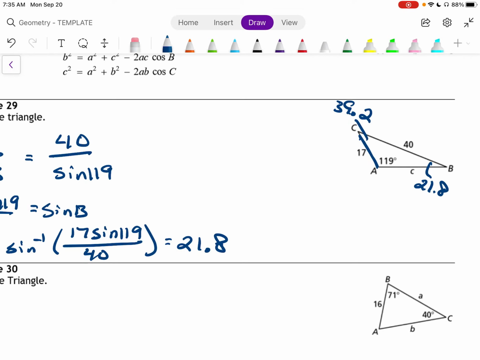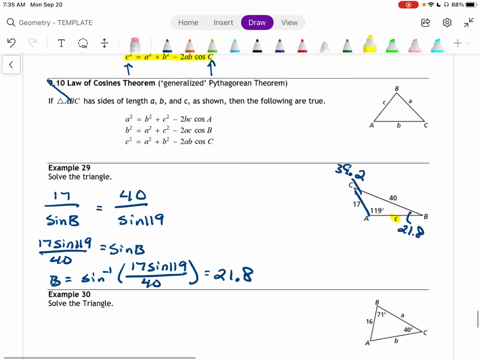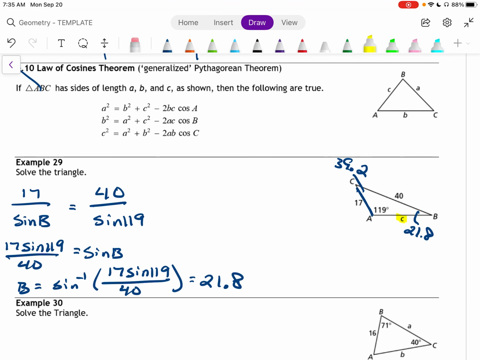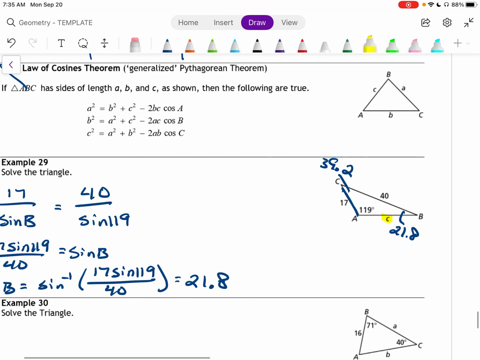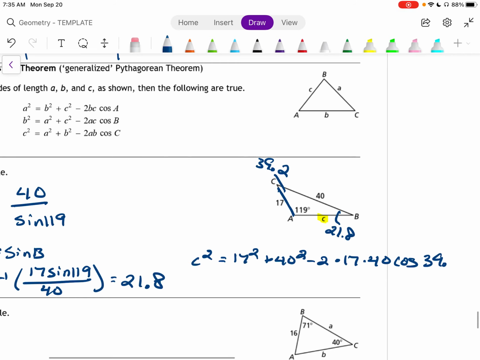Now, there's multiple ways we could go about finding the side C here. The way I'm going to do it is I'm going to use the law of cosines here, because it would have C squared equals it, all on its own. So I could say, well, C squared equals A squared, we'll say 17 squared plus 40 squared minus 2 times 17 times 40 cosine of C's angle, which is 39.2.